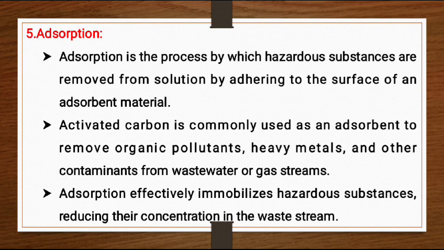And next method is the adsorption. So we all know adsorption means ions or molecules being captured at the surface of some adsorbent materials. So it's a process by which hazardous materials are removed from solution by adhering to the surface of an adsorbent material. Mostly activated carbon is used as an adsorbent to remove organic pollutants, heavy metals, and other contaminants. And also this method effectively immobilizes hazardous substances, reducing the concentration in the waste stream.